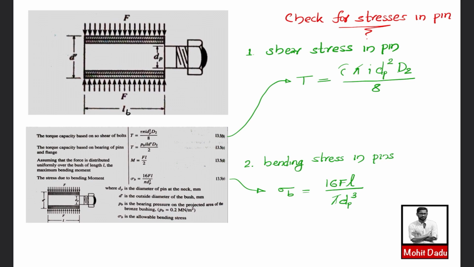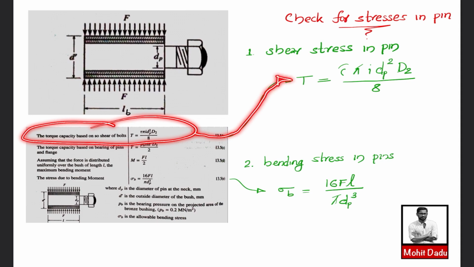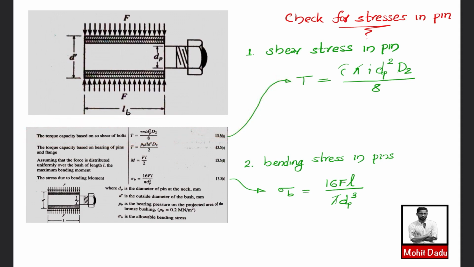So we are checking for the stresses induced in the pin or this bush. First we will be evaluating the shear stress in the pin. For this we will be making use of this equation, the torque capacity based on the shear of bolt. That is the shear of bolt, or it is applicable to our pin also. Then we will be using this equation. So torque you are having 383 Newton meter. So this shear stress we will be evaluating, and we will be making sure whether it is lesser than the allowable shear strength of the material.